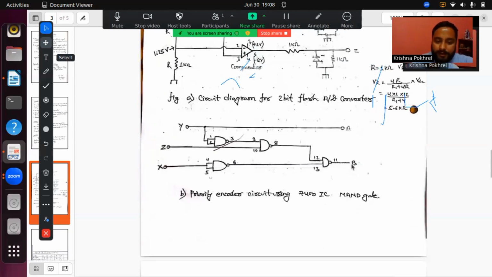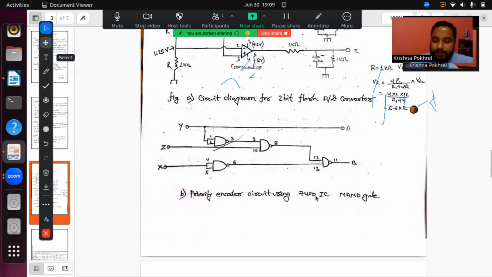Now, the fourth part of our experiment is a priority encoder. Okay, we'll make a circuit of the priority encoder. Why this circuit is known as a priority encoder is that if any one of the terminals is positive, then we will get the positive result. Okay, it gives priority to the positive one, the higher voltage. So it is known as a priority encoder.